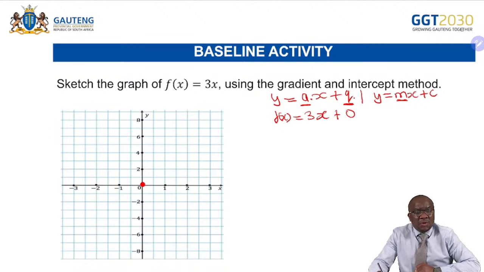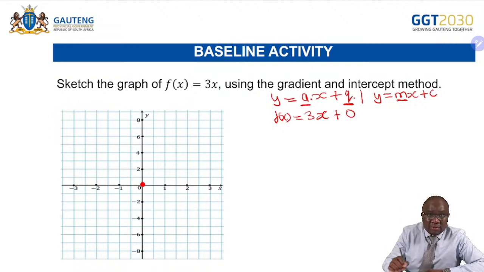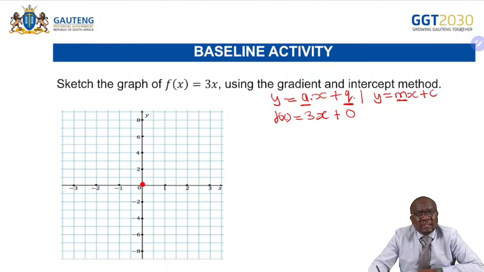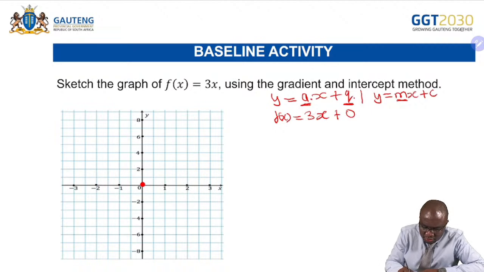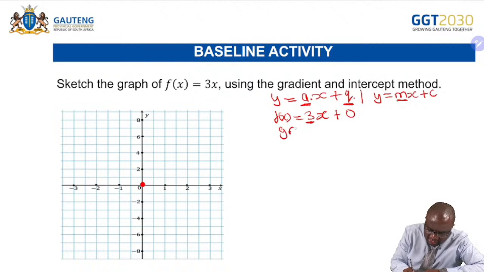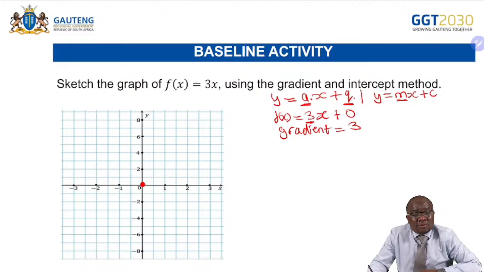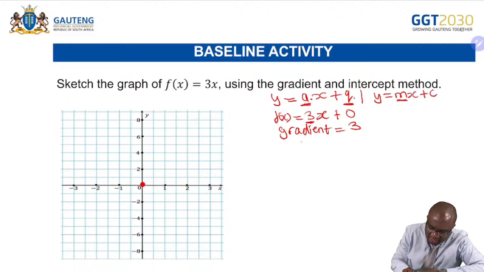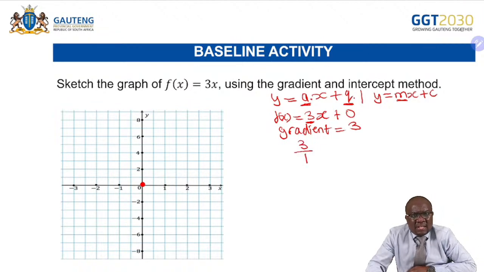So what do we do? We have to use our gradient. We can use our gradient now. What is our gradient? We said a is the gradient. So what is a here? This is the 3. The gradient is equal to 3. And if the gradient is equal to 3, it means it's 3 over 1, meaning that the vertical change is 3, and the horizontal change is 1.